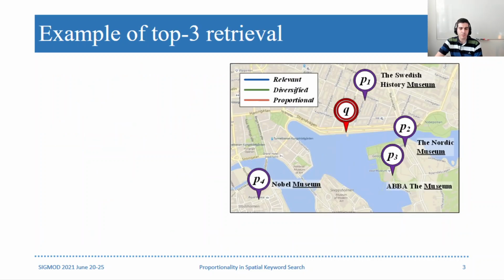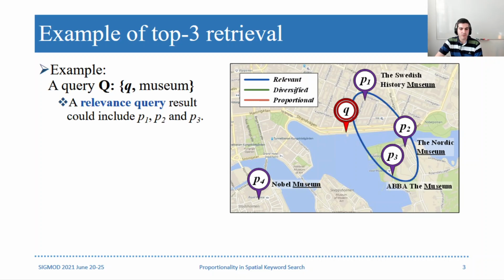Let's consider an example of a user query to such a dataset. The user could submit a query containing a location Q and the keyword museum. As we can see on the map, there are 4 candidate places which contain the keyword museum in the area close to the query location.